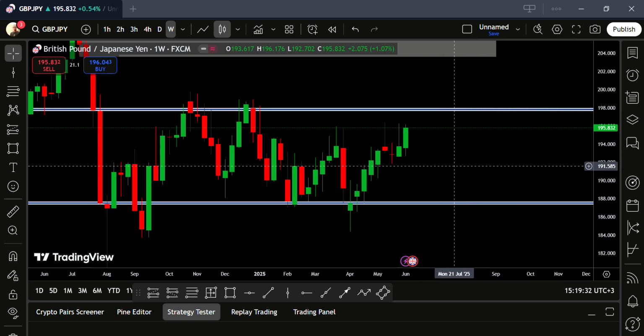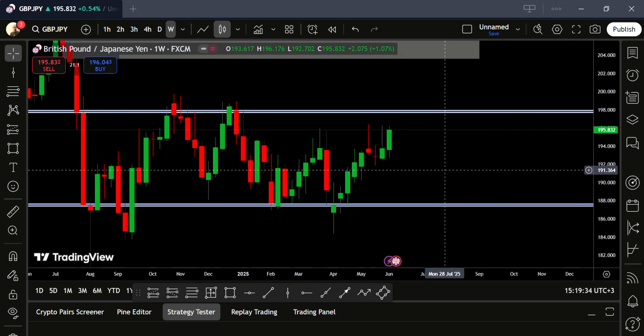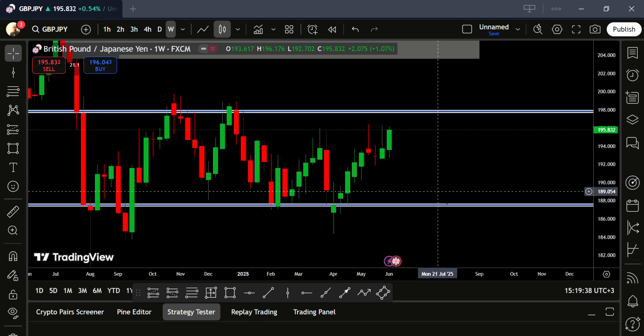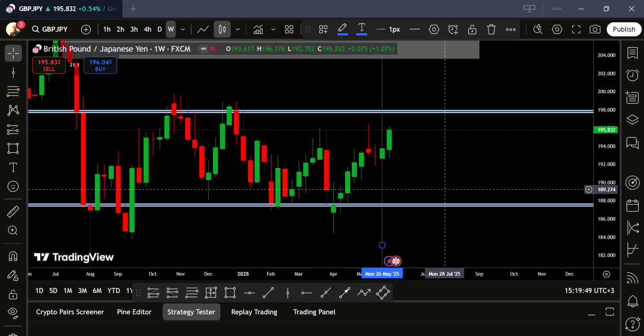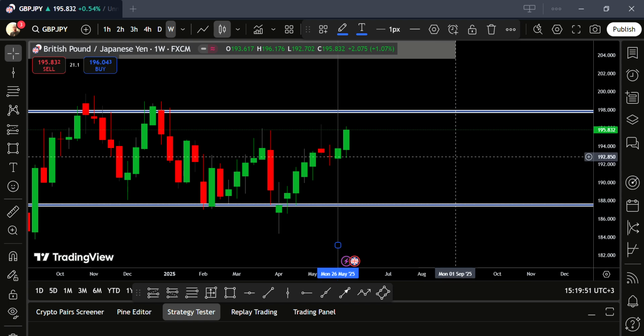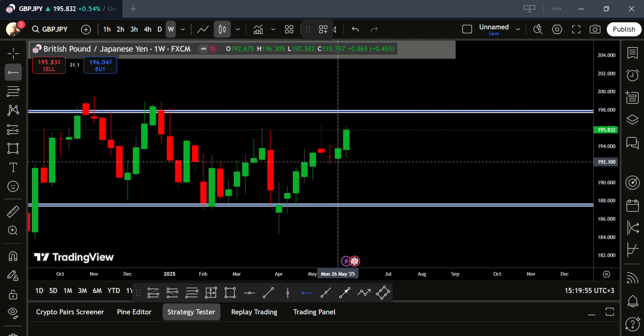So what we have here is GBPJPY, and this is the weekly time frame. Which week should we focus on? We are going to be focusing on the previous week, that is this one here. I'm just going to mark it with this vertical line tool, and then I will mark the opening price and the closing price of the week.